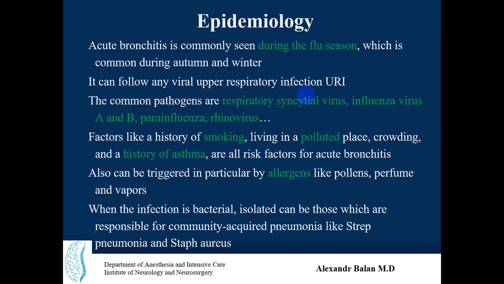Acute bronchitis is commonly seen during the flu season, which is autumn and winter. It can follow any upper respiratory infection, especially viral. The common pathogens are respiratory syncytial virus, influenza virus type A and type B, parainfluenza, and rhinoviruses. A history of smoking, living in a polluted place, crowding, and a history of asthma are all risk factors for acute bronchitis. It can also be triggered by allergens, pollens, perfumes, or vapors. When the infection is bacterial rather than viral, the isolated organisms can be those responsible for community-acquired pneumonia, like Streptococcus pneumoniae or Staphylococcus aureus.